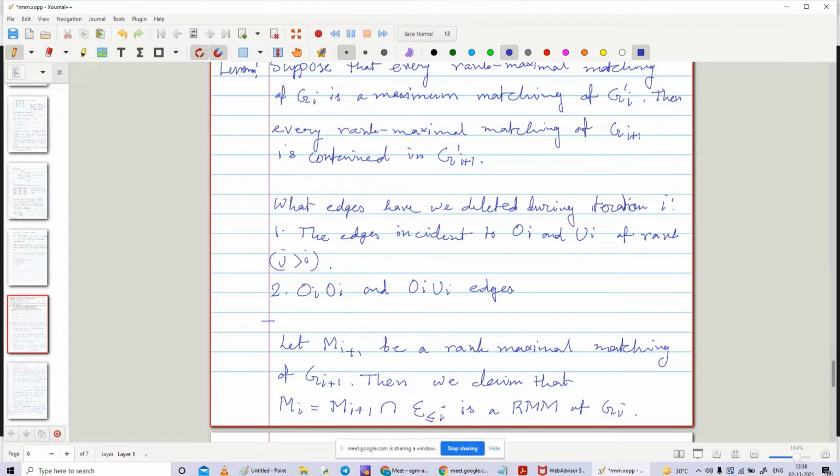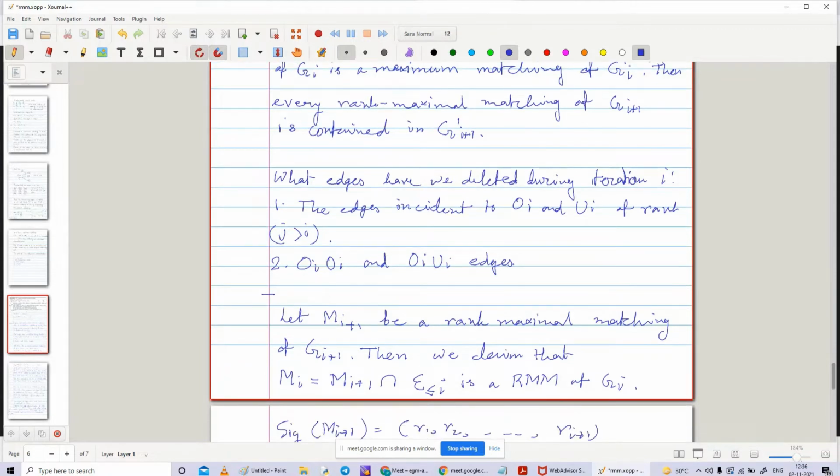The edges that we are removing are of type odd and unreachable, the edges incident to odd and unreachable vertices of rank j, which is strictly greater than i. And the second type of edges that we are removing is O_i and O_i type edges. First we prove that if we remove any edge of rank j, strictly greater than i, incident to O_i and U_i, then those edges cannot be part of any rank maximal matching of G_{i+1}.